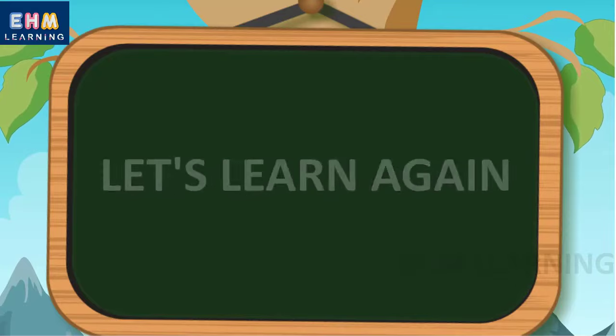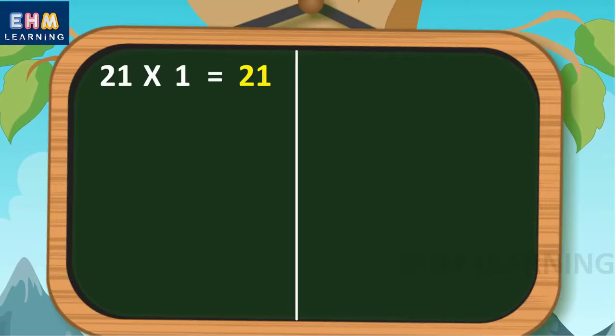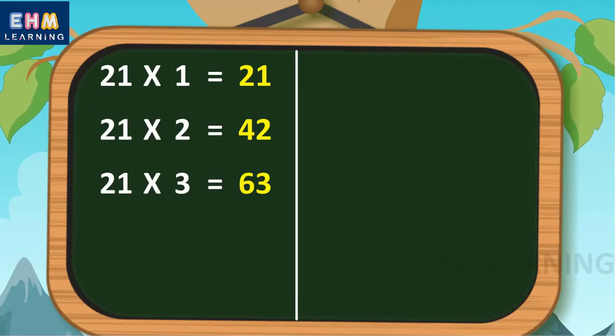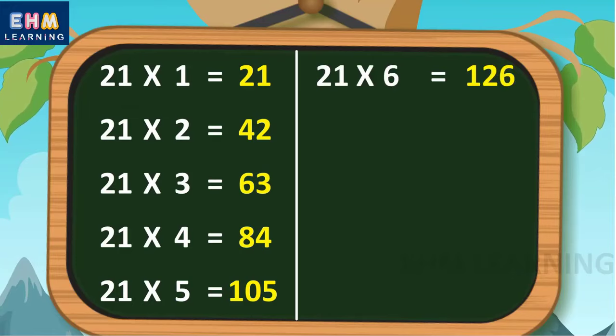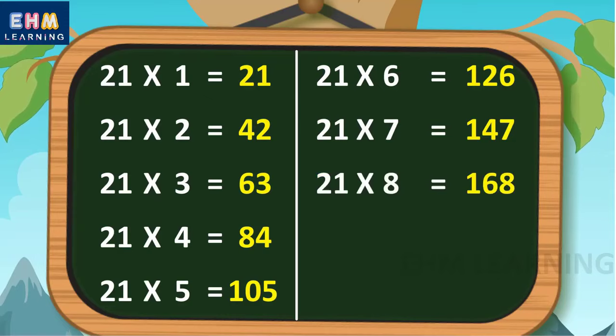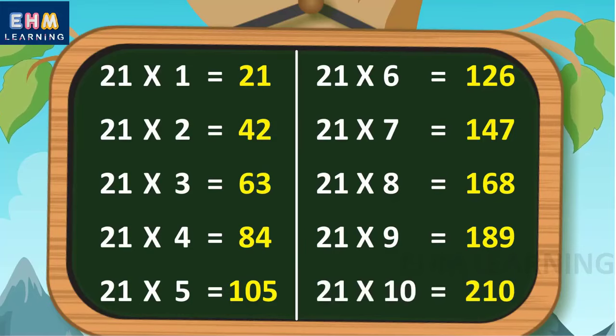Let's learn again. 21 ones are 21. 21 twos are 42. 21 threes are 63. 21 fours are 84. 21 fives are 105. 21 sixes are 126. 21 sevens are 147. 21 eights are 168. 21 nines are 189. 21 tens are 210.